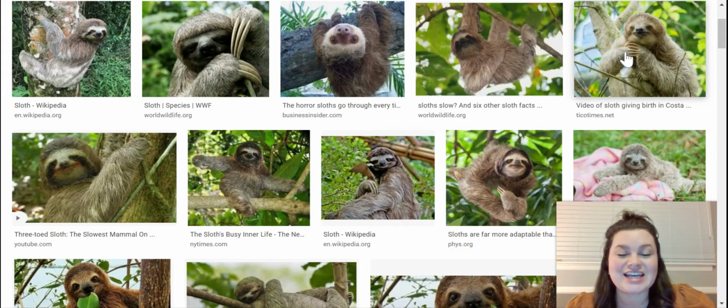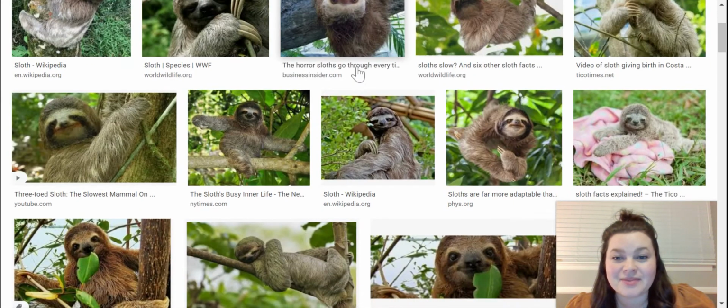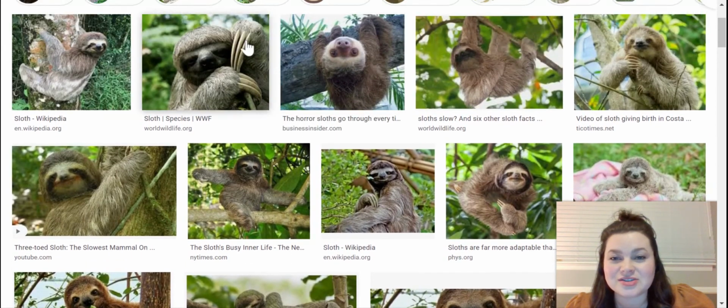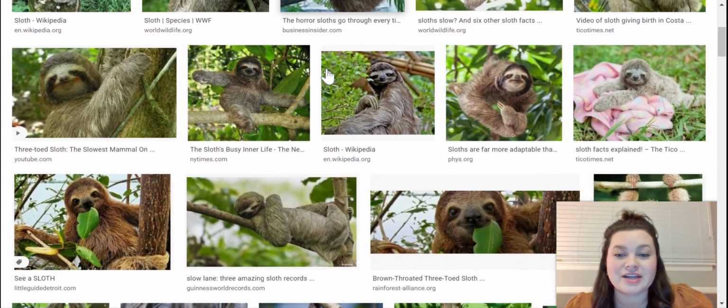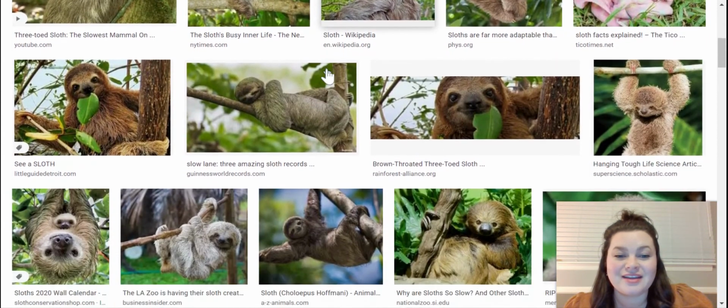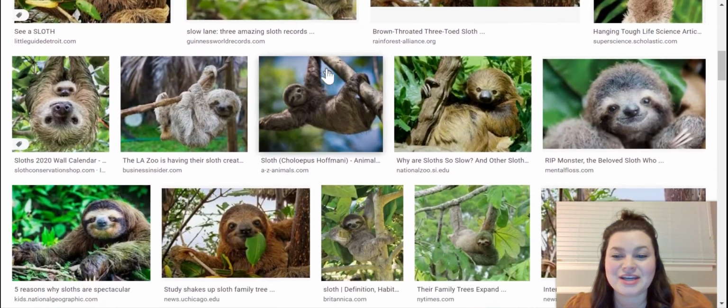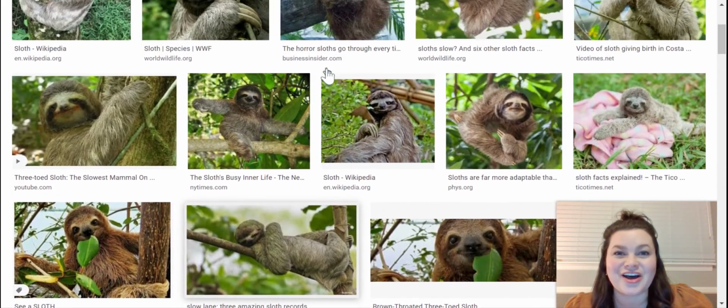A sloth is an animal that lives in the rainforest. It's very slow, and it's got these long, do you see those long claws that help them grip onto the bark of the tree when they're swinging from tree to tree or crawling around from branch to branch? So there's some pictures of what a sloth looks like.